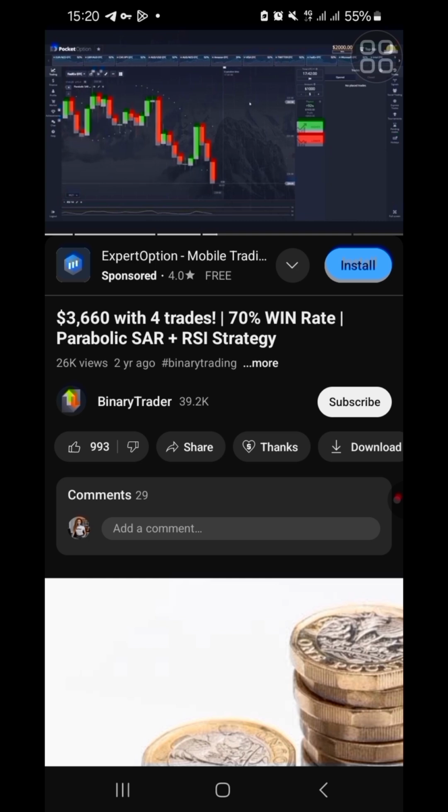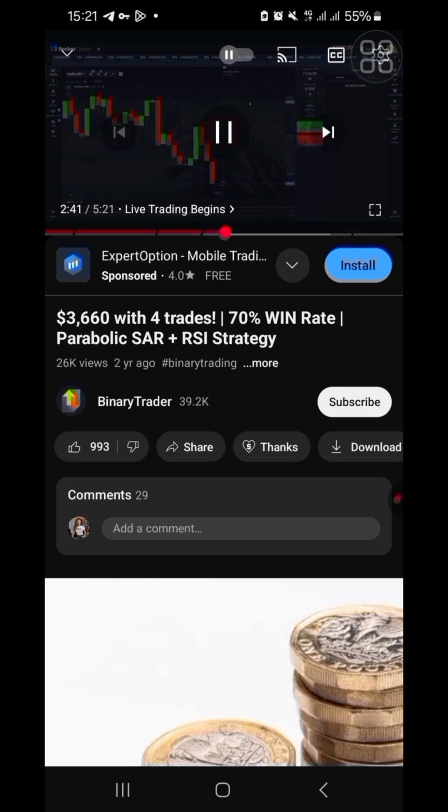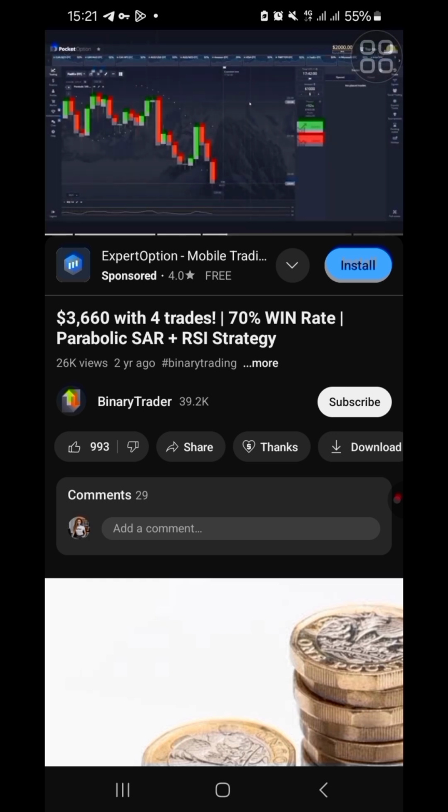Here the parabolic star seems to flip. Do not enter immediately. Always wait for the first candle to close. You can only be sure the flip happened when a candle is closed. Okay, she said the same thing I said.